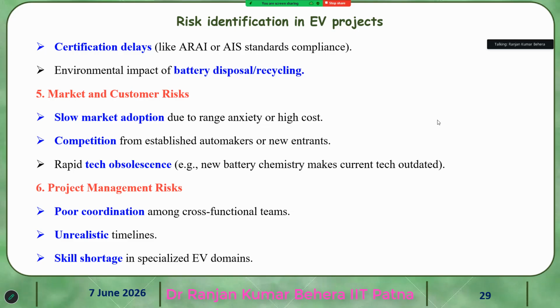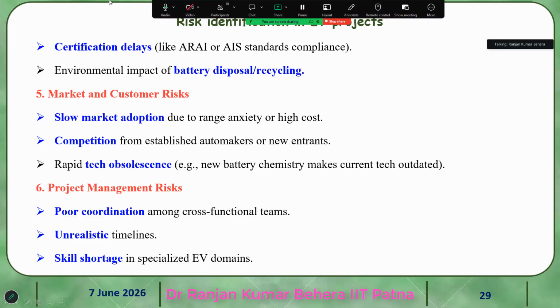Rapid tech obsolescence: new battery chemistry makes technology outdated. New systems come, we implement them, and new standards come, which makes technology obsolete quickly. Technologies are swapping from one technology to another, and that is going on.